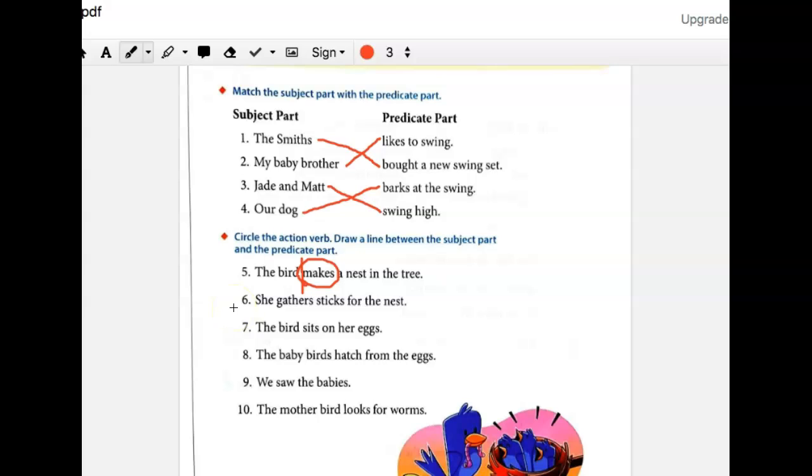What is the action verb in this sentence? It is gathers. The verb gathers tells us what the subject is doing. Then where should we draw the line to split between subject part and the predicate part? The sentence is about she, so she is the subject part. That means gathers sticks for the nest is the predicate part. I want you to try the rest on your own.